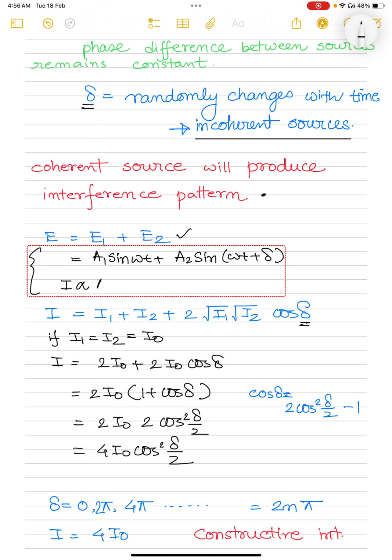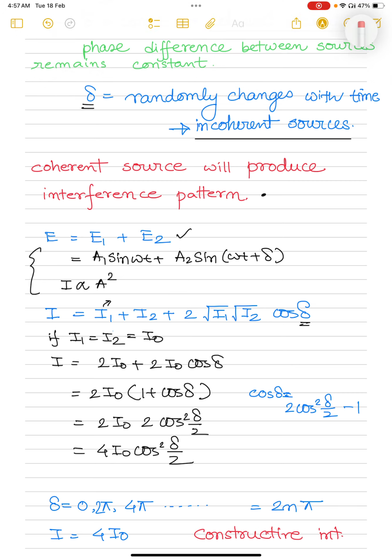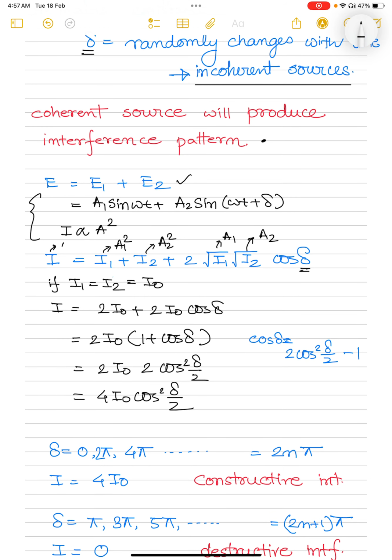and we need to use the formula that intensity is proportional to amplitude square. So this one is A1 square, this one is A2 square, this one is A1, this one is A2. Here it is just being vectorially added, and this is the resultant amplitude A. So you can remember this.